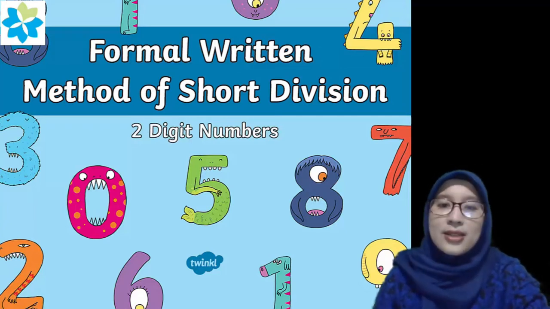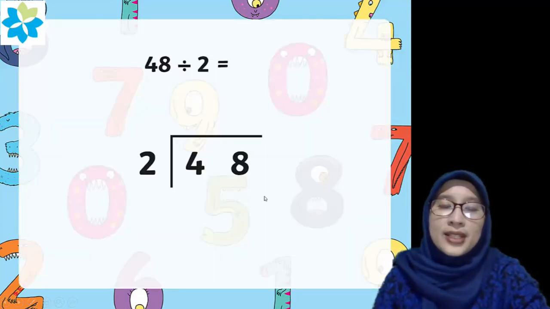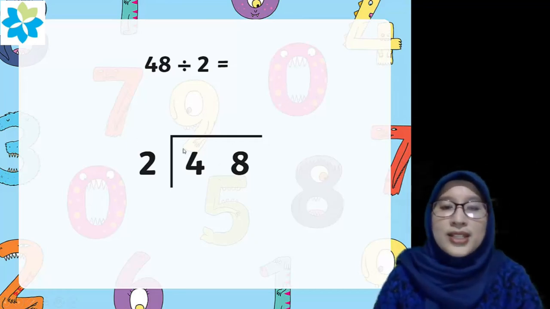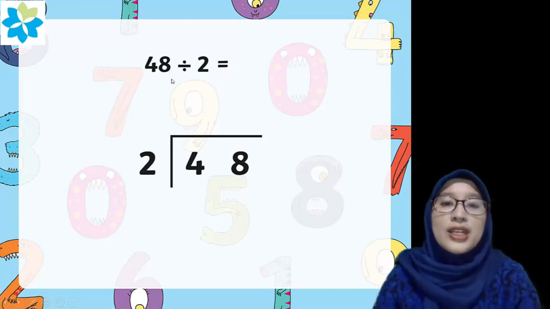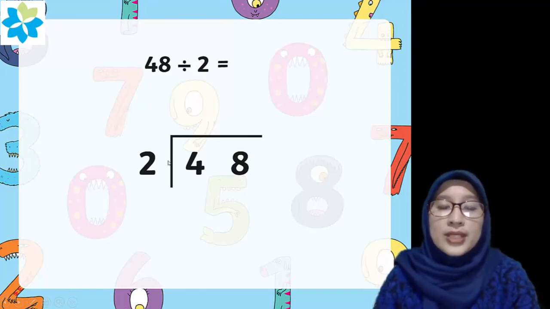Okay, let's see the first example. This is 48 divided by 2. How can we find the result of this division? First, let's make something like a house, and please put the main number inside of the house, and 2 as a divider, put it outside of the house. And then let's see the first digit here, 4.